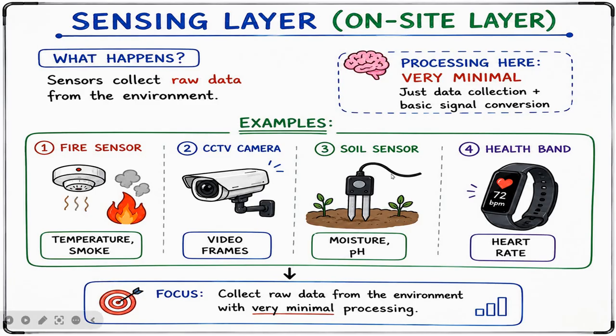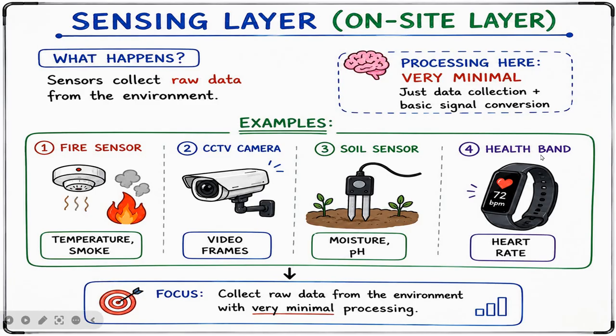Third is the soil sensor, used in agriculture to measure the soil moisture level and the pH, that is acidity and alkalinity, and it helps in monitoring the crop conditions. It converts chemical or physical properties into electrical signals, and it sends numerical values, like 45% or 50% moisture level present in the soil, and it does not decide the irrigation schedules. That decision is made later in other layers.